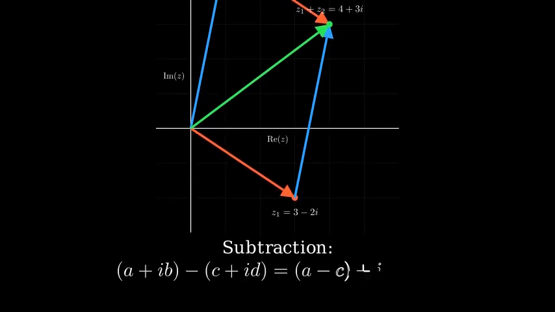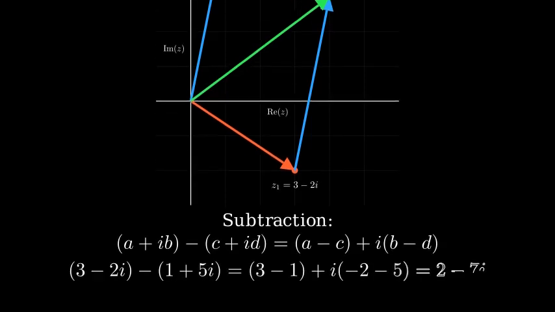Subtraction works similarly to addition. For two complex numbers, z1 = a + ib and z2 = c + id, their difference z1 - z2 equals (a - c) + i(b - d). For example, if we subtract 1 + 5i from 3 - 2i, we get (3 - 1) + i(-2 - 5), which equals 2 - 7i.